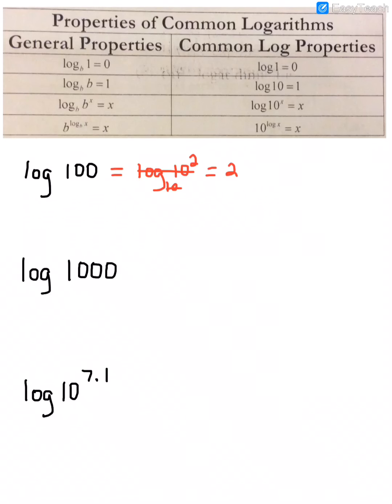and that equals 2. If I have log of 1,000, I can rewrite 1,000 as 10 to the third power. Now that's a common logarithm, so we know my base is understood to be 10 and my argument's 10, so that cancels out and it just equals 3. In this last one, it's already written with a base of 10 raised to the 7.1 power, so since my understood base is 10, that part cancels out and it just equals whatever the exponent is, 7.1.